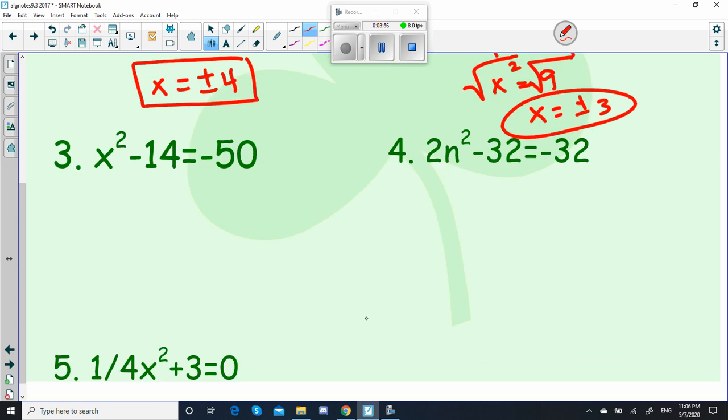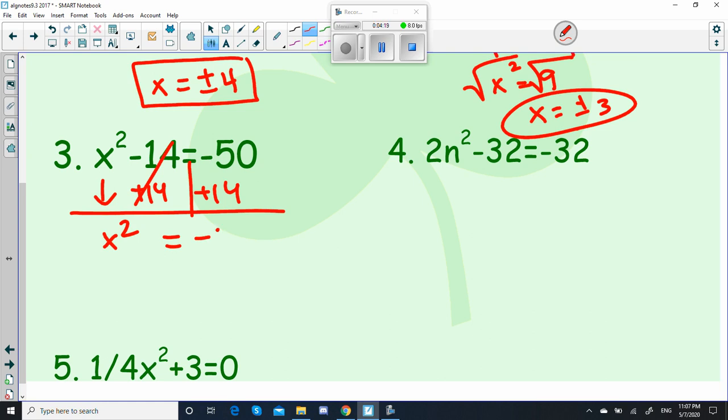Okay, number 3. Okay, so notice this has got two numbers in it. Looks a little different, but there's still no bx. That's important to realize. No bx. You cannot do this if it has a bx. All right, so I'm going to add 14 to both sides. So my x squared is going to drop. Those cancel. And over here I get negative 36. And then I'm going to take the square root because the x squared is isolated. So when I take the square root here, I get x. But if you put the square root of negative 36 in your calculator, it gives you an error message because we can't take the square root of a negative.